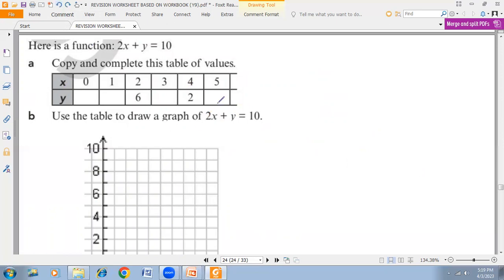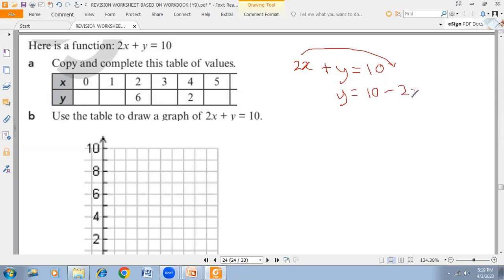So let's substitute the values now. I'll give you one example. 2x plus y equals 10. We want to find y, right? So we make this easier by doing y equals 10, bring this 2x to this side, minus 2x. So when you have the number and x at one side, it's easy to calculate the rest of the numbers in the table given. So first one, y equals 10 minus 2 times x.